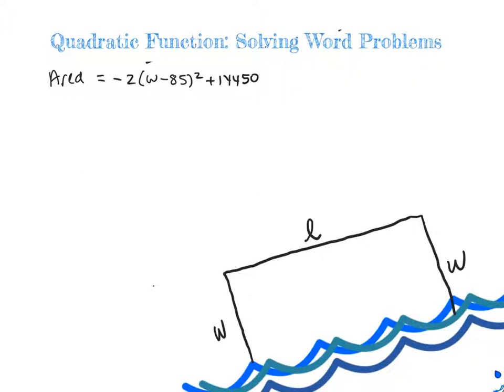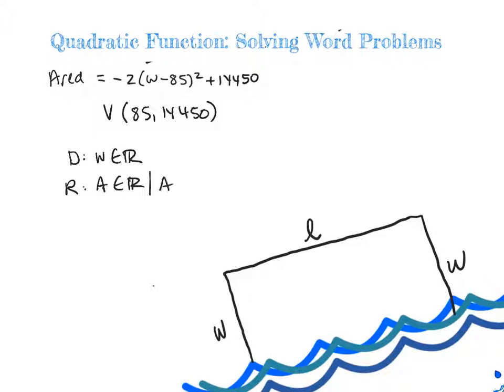So once we have our area function, again, remind you, our vertex was 85, 14,450. The only thing left to do is find the domain and the range. So the domain is W in the real numbers, and our range is A in the real numbers, such that area is less than or equal to 14,450. Don't forget your curly braces around it, and then we're done.